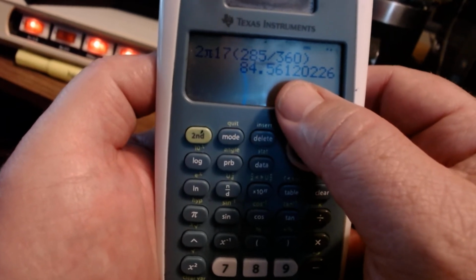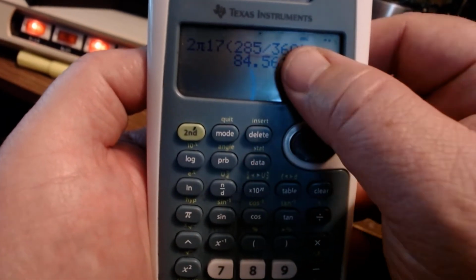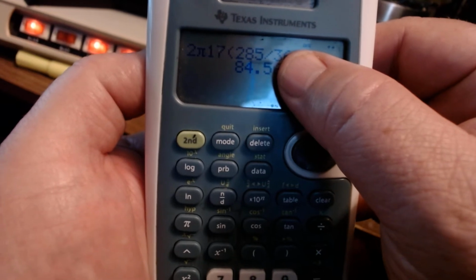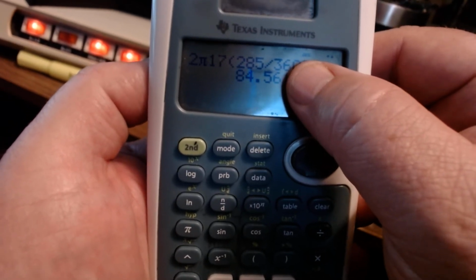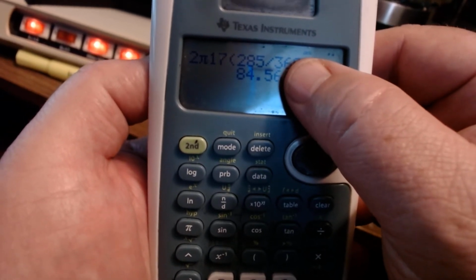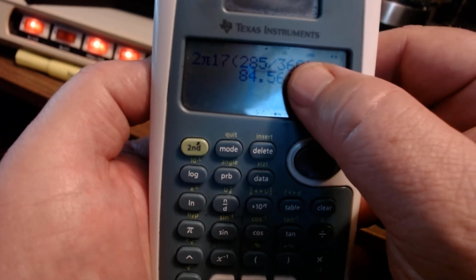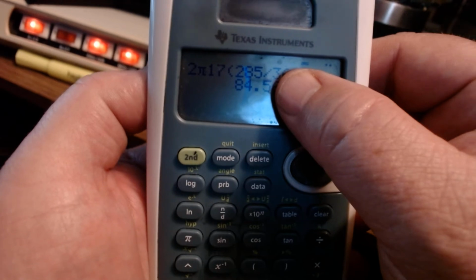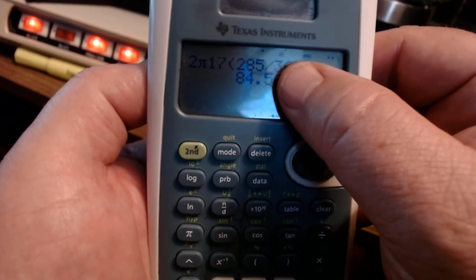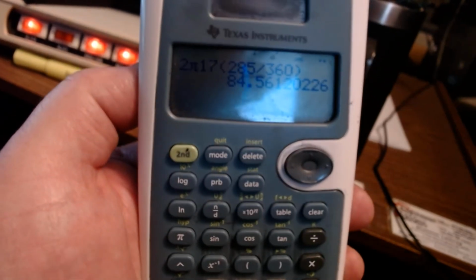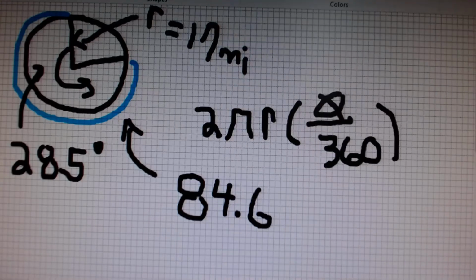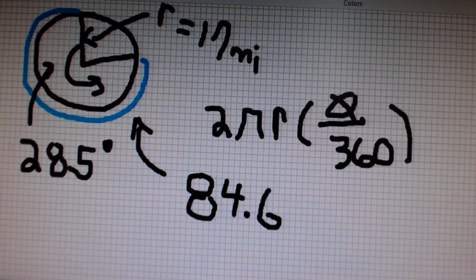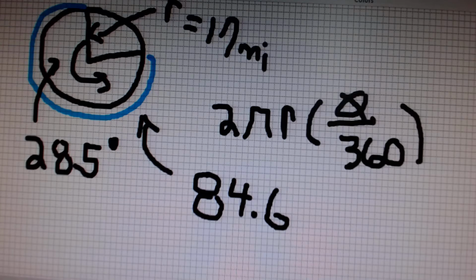84.56. Now I'm going to round that to the nearest tenths. The tenth spot is the 5, so I'll look at the number in the hundredth spot. If it's 5 or greater, I'm going to add 1. It's 6, which is greater than 5, so I'm going to add 1 to the 5. And so my answer is 84.6 miles. So the arc length, just the blue part of the circle, is 84.6 miles.